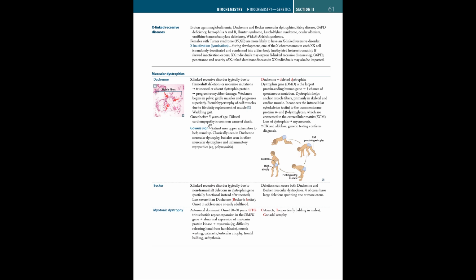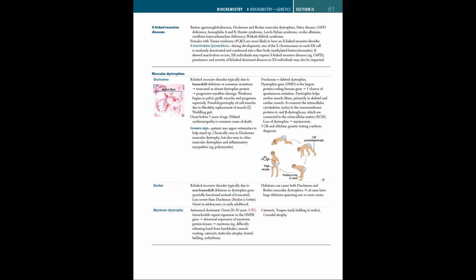Dilated cardiomyopathy is a common cause of death. There's something called Gowers sign, which is seen in Duchenne muscular dystrophy, where patients use their upper extremities to help stand up, classically seen in, like you guessed it, Duchenne muscular dystrophy, but also seen in other muscular dystrophies and inflammatory myopathies. Now, the Duchenne gene, or DMD, is the largest protein-coding human gene, with an increased chance of spontaneous mutation. Dystrophin helps anchor muscle fibers, primarily in skeletal and cardiac muscle. It connects the intracellular cytoskeleton actin to the transmembrane proteins alpha and beta dystroglycan, which are connected to the extracellular matrix. Loss of dystrophin leads to myonecrosis, increasing CK and aldolase, with genetic testing confirming the diagnosis. Here is an image of Gowers sign.